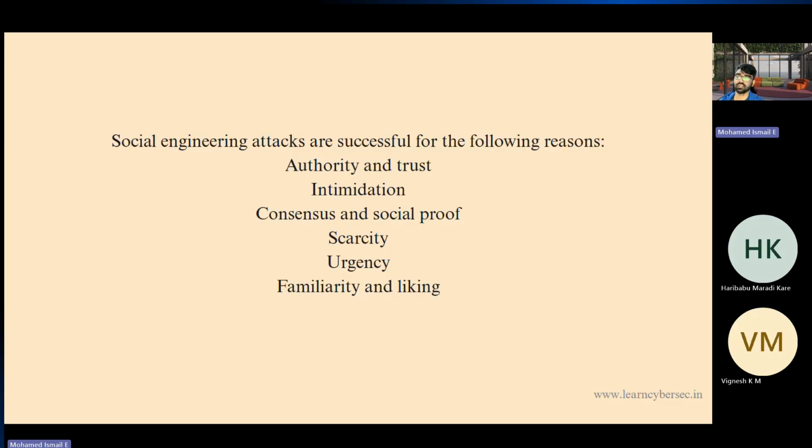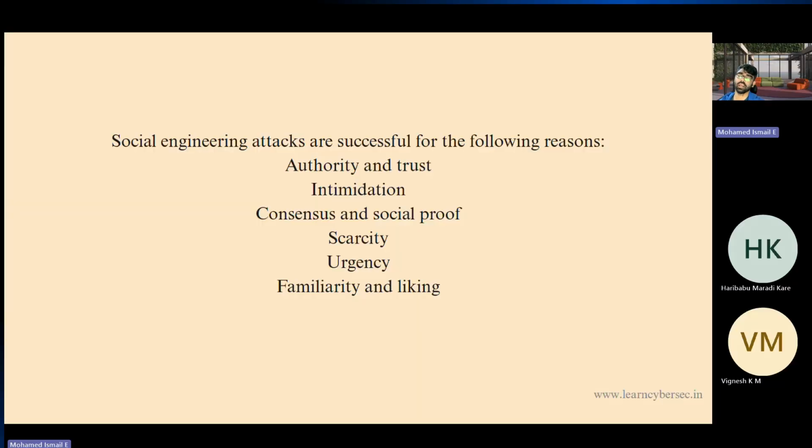Then creating scarcity and urgency over email, right? If you don't do this, this will happen, or we need that completed urgently so that you can save the business. That kind of message is primarily an attack through phishing.